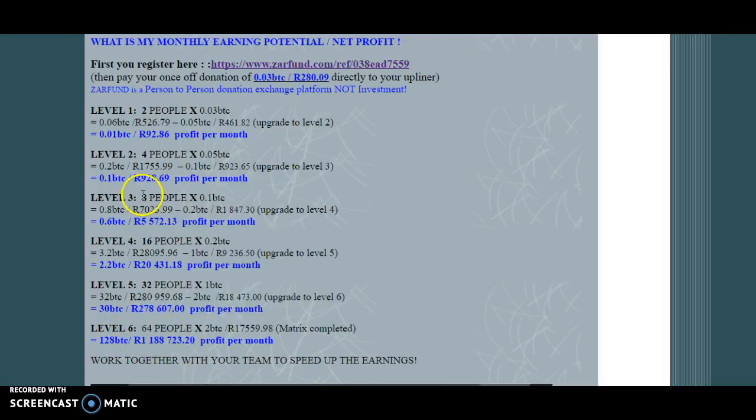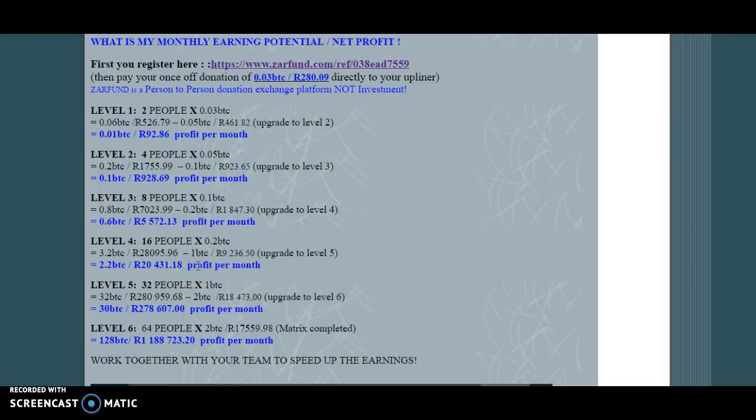The wonderful thing is that if you build your team from level 1, level 2, level 3, let's say you get stuck here at level 4, you are almost content that you will get about 20,000 rand every month, because whoever is in your matrix stays with you unless they do not upgrade. But if everyone upgrades, it's predictable that next month you'll get the same amount of money.